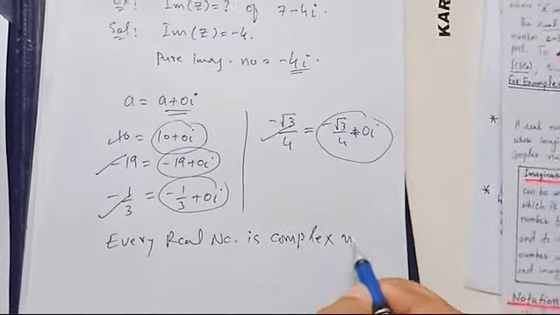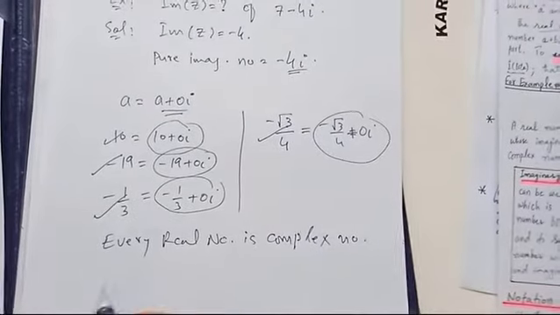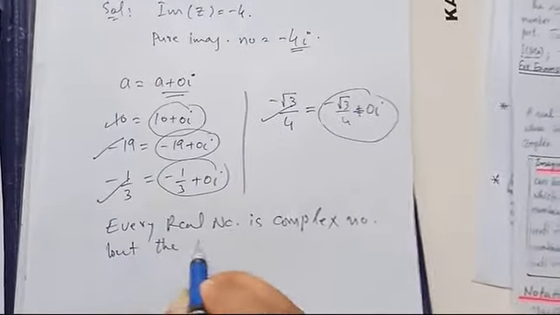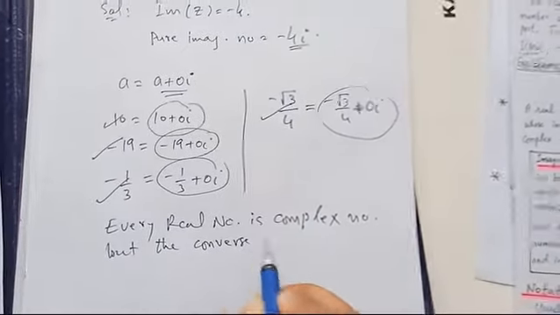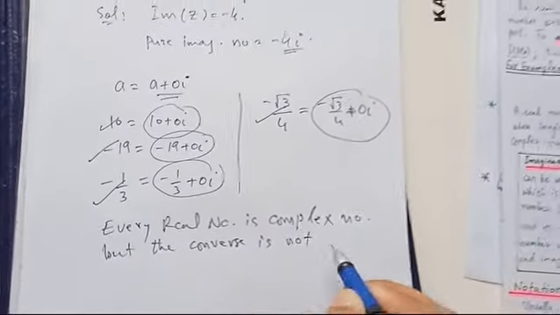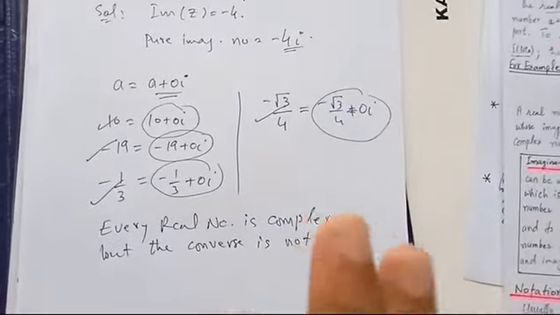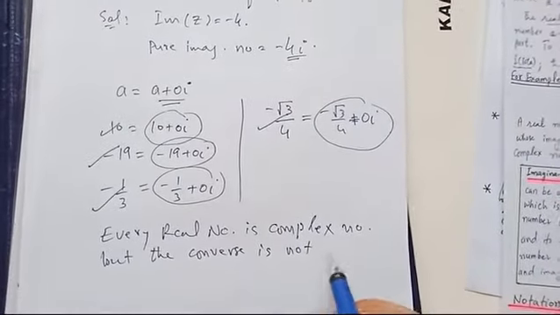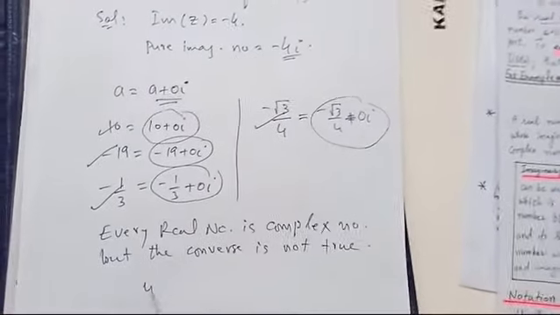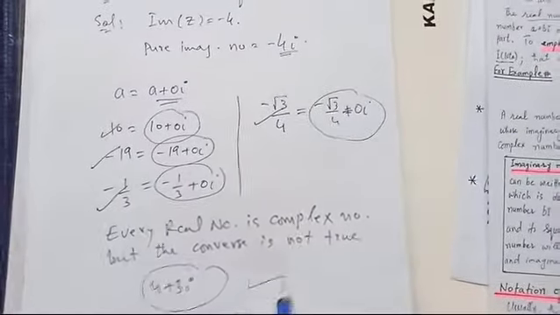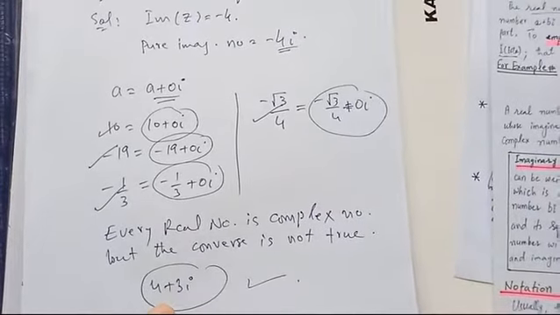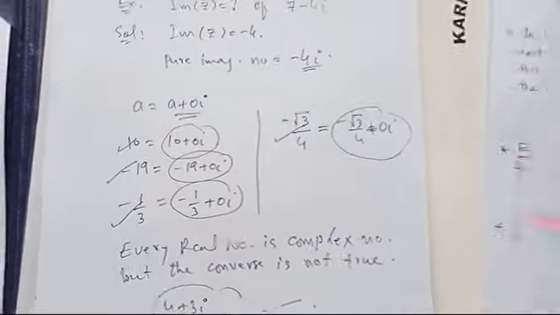For example, the converse is not true. Converse means every complex number need not be a real number. For example, 4 plus 3 iota. This is a complex number, but this is not a real number.